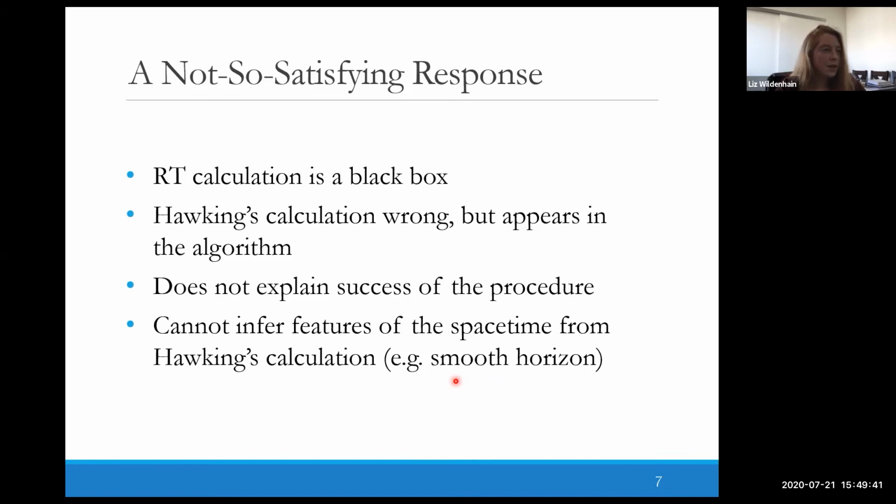So one thing you could say in response to this, which isn't particularly satisfying, is that the RT calculation, this calculational technique which computes the entropy directly, is just a black box calculation that makes use of Hawking's state, which is the incorrect state. It makes use of it, but Hawking's state is still wrong. So for some reason, it still appears in the algorithm. This isn't particularly satisfying because, first, it doesn't explain the success of the procedure. And also, it means that we can't infer features of the space-time from Hawking's calculation. So just like we can't assume that the outgoing radiation is thermal, we can't deduce from Hawking's space-time that there is a smooth horizon, for example.